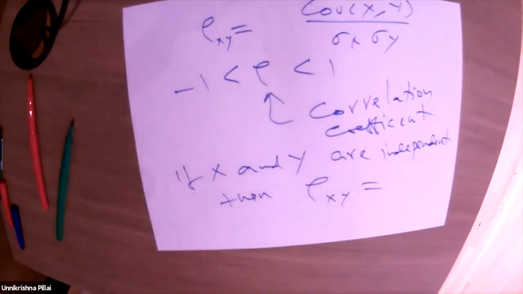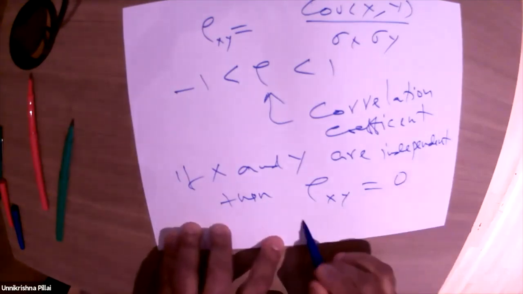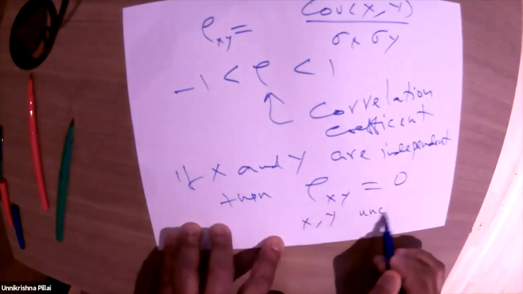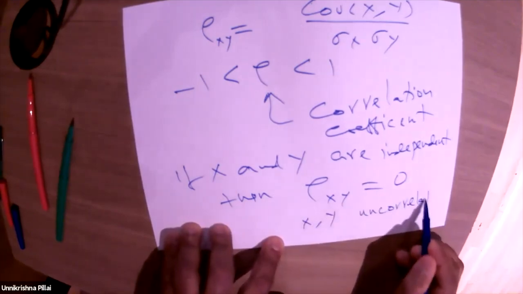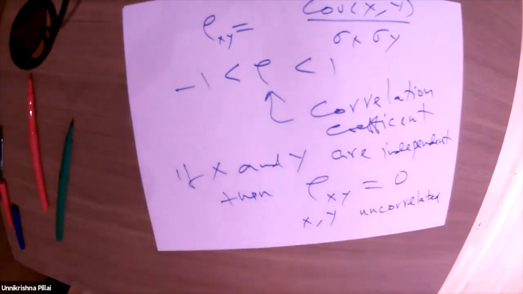So if x and y are independent, what is the value of rho? Zero. Yeah, so that's the correlation coefficient. That means they are uncorrelated. Rho is zero because covariance is zero. So if rho is zero, what can you say about their independence? Anybody? If they are uncorrelated, what can you say about their independence? You cannot say anything. They may be independent or may not be independent.